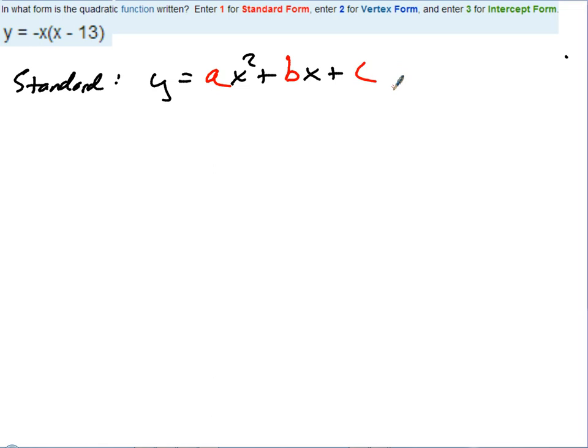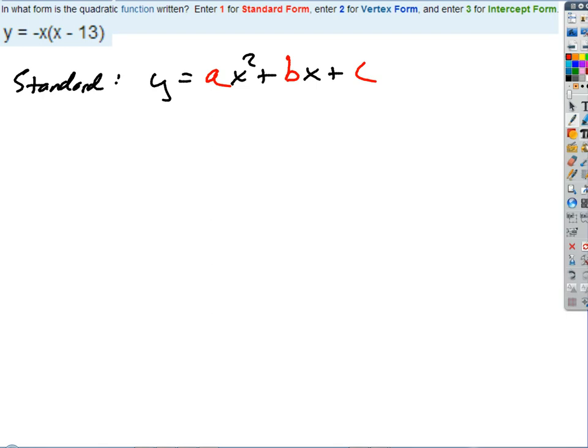And notice now I wrote in red the A, B, and the C to remind you, those are the three parameters that we have to replace with numbers, right? If we want to write down a function in standard form, we got to put numbers in for A, B, and C. And we'll look at some ways we can do that with the graphing calculator and without here.